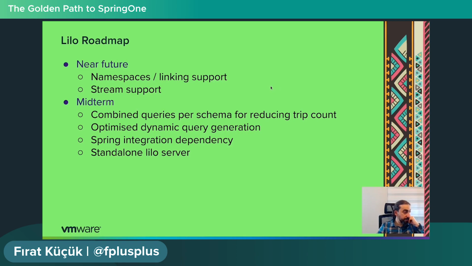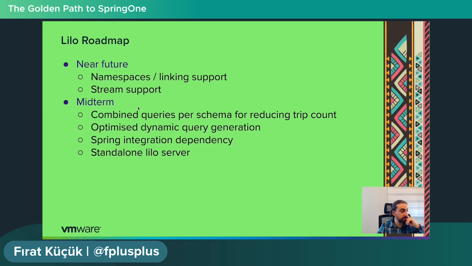Little roadmap. One of the most wanted features is namespace and linking support, which makes a lot of sense. I guess we can implement it in a very short period of time. It's priority one. Then the next most wanted feature is GraphQL stream support, so developers can use end-to-end dynamic stream responses. It will be easy to get events in a pub-sub manner.